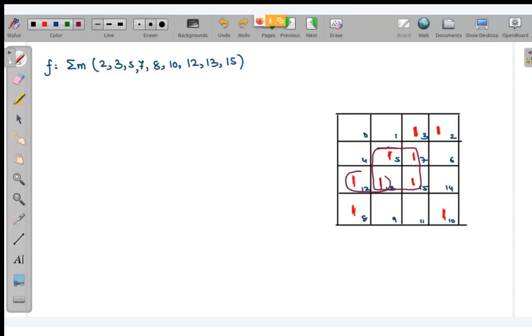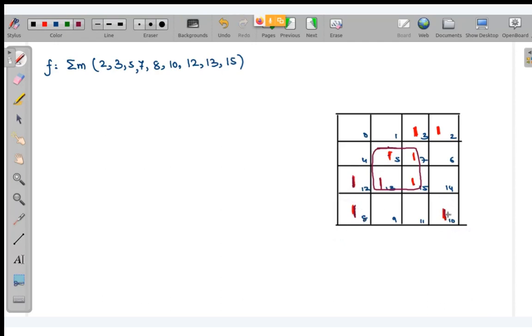Either it can connect with this one, so it has two options basically. Either it can group with this one, or it can group with this one. So this is also not an essential prime implicant. Look at this one. It can make a group with this one, or it can make a group with this one. So this is also not an essential prime implicant.